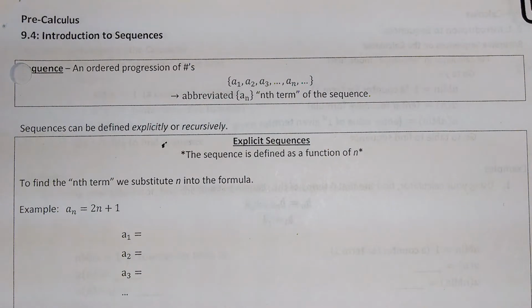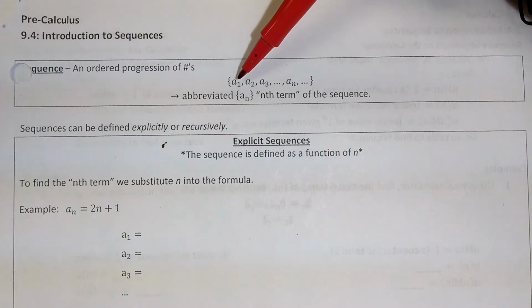Okay, in this lesson we are going to talk about sequences. So what is a sequence? A sequence is an ordered progression of numbers. It's just a list of numbers that have some sort of a pattern to it. So we name the terms in our sequence according to the number of terms.